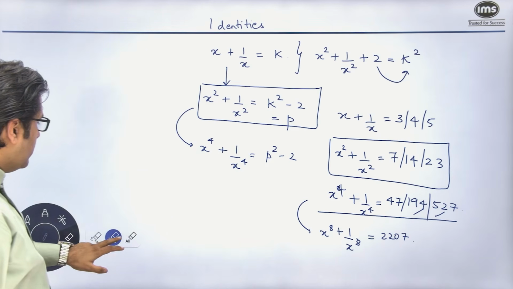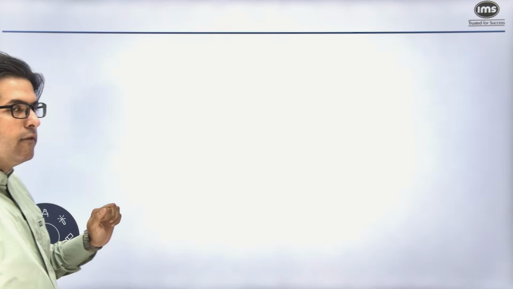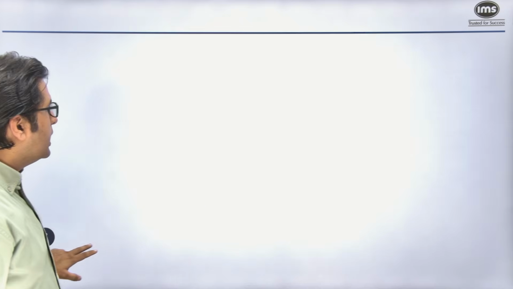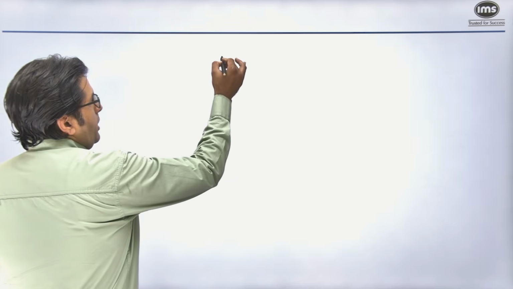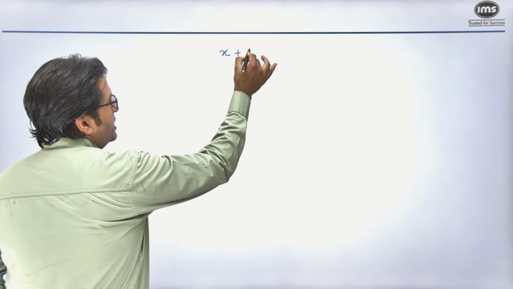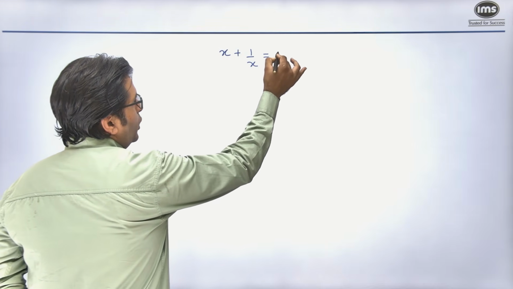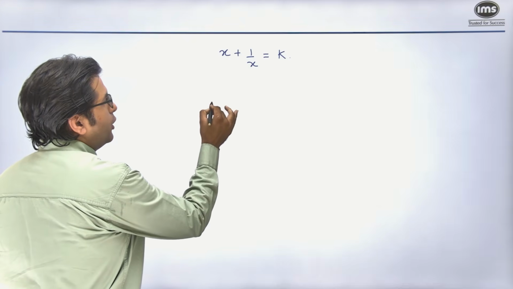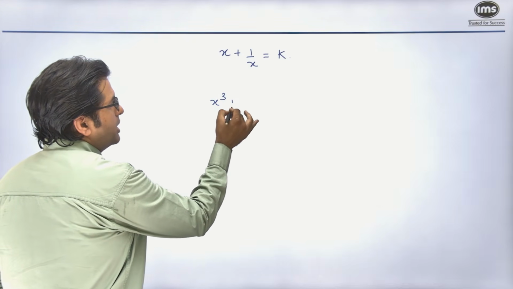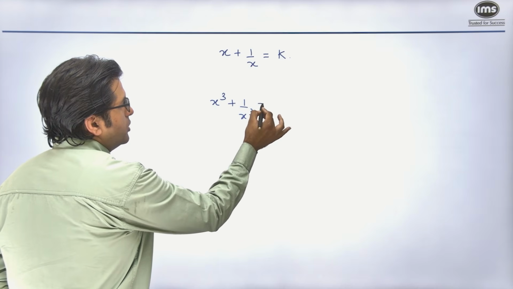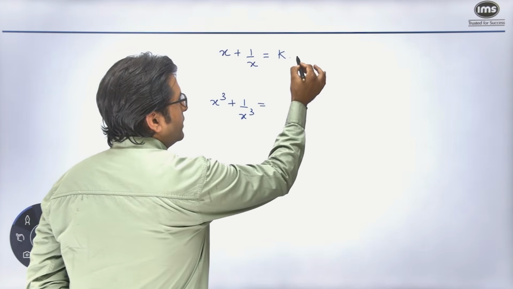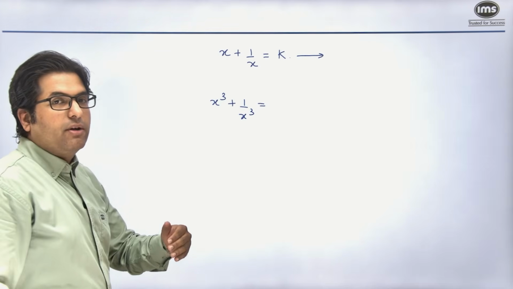Now if we move ahead and take up the discussion for another similar identity that CAT typically uses, that is based on the relationship between x plus 1 by x, which is given to be equal to k, and now we want to derive the corresponding value for x cube plus 1 by x cube. So can we create a direct relationship or formula? Again, we'll need to do whole cube of this. So let's do that. X plus 1 by x whole cube.